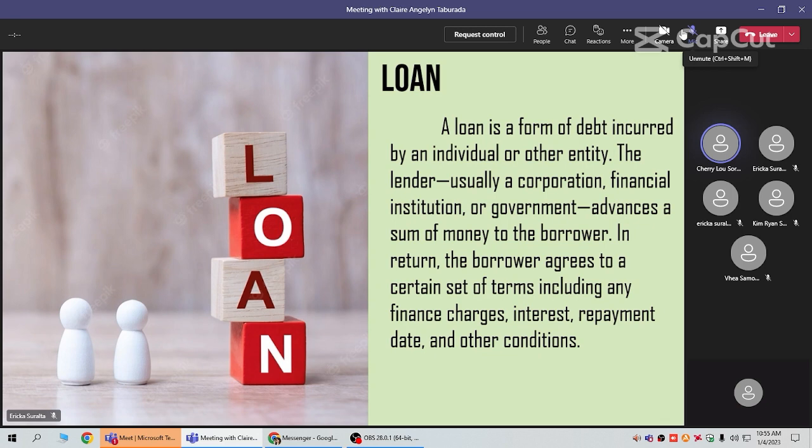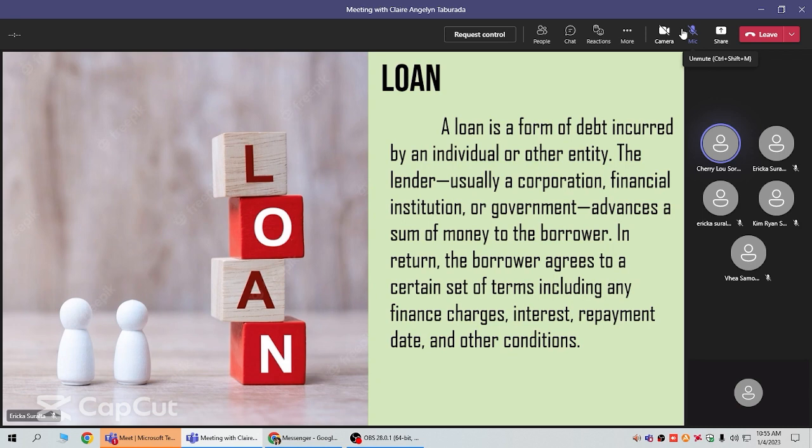By the way, I am Charlie. I am tackling about the loans and amortization and long-term sources of capital, bond, leasing.